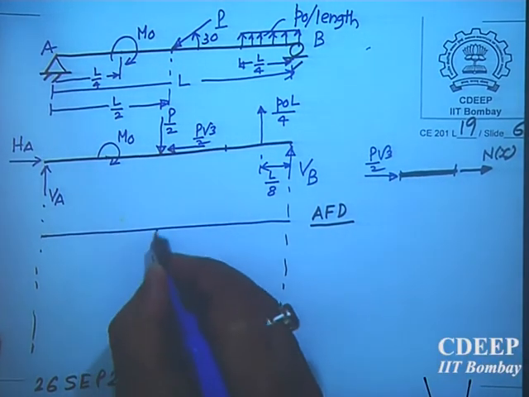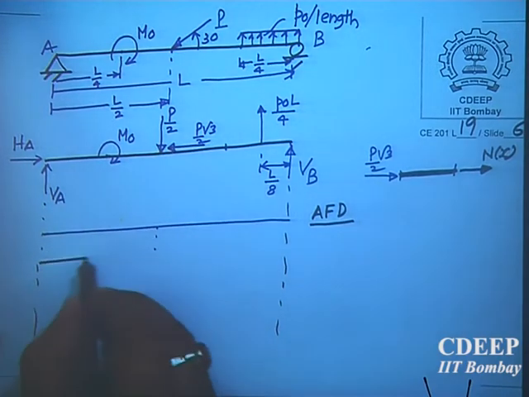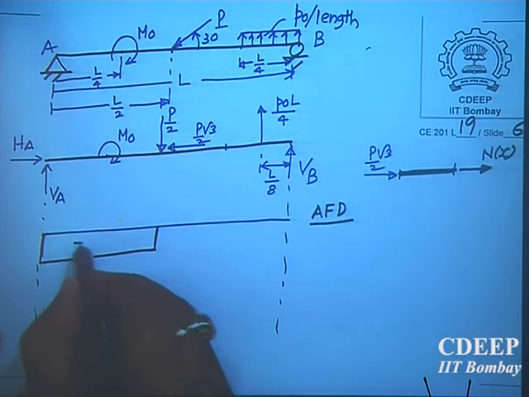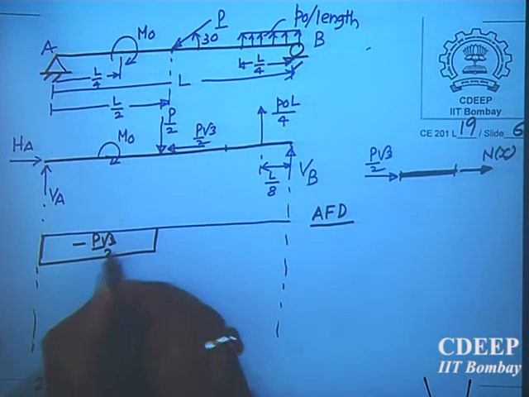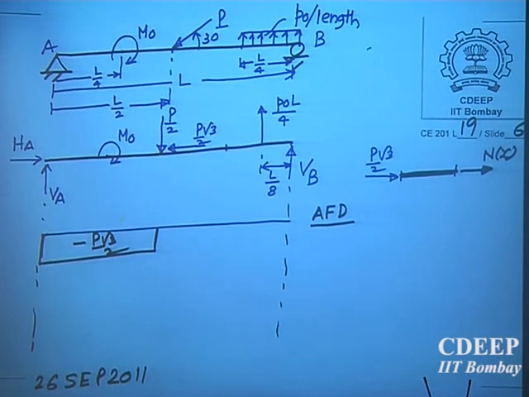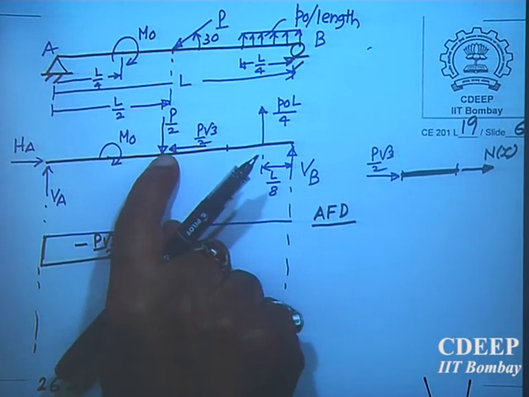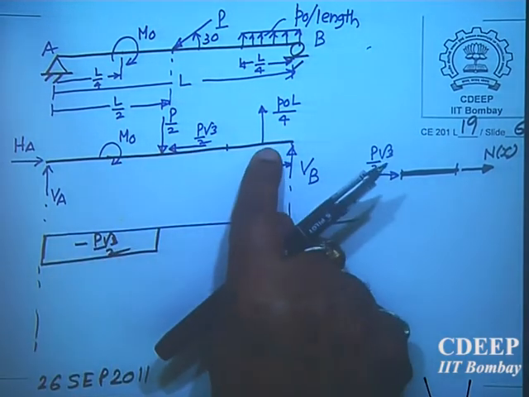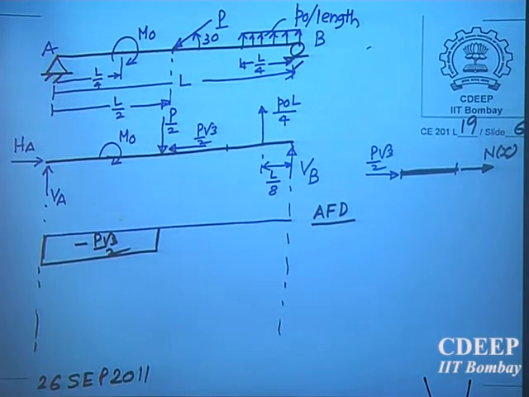And that diagram will be like this: negative, minus P root 3 by 2. This is the AFD. So other things you can do. We have already done it for the central point load, and I have already done it for M naught. Again, because this is also a concentrated load, you should be able to find out.